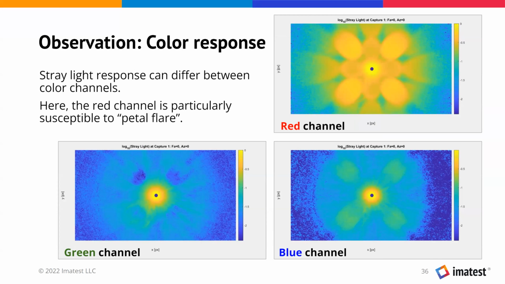Another observation is that your stray light can differ completely depending on the color channel you're looking at. In this case, for this camera, the red channel is particularly susceptible to this petal flare artifact, while the other channels are not as much. So take into account the sensitivity of your camera and which color channels it has. You might need to be looking at specific channels to measure stray light.